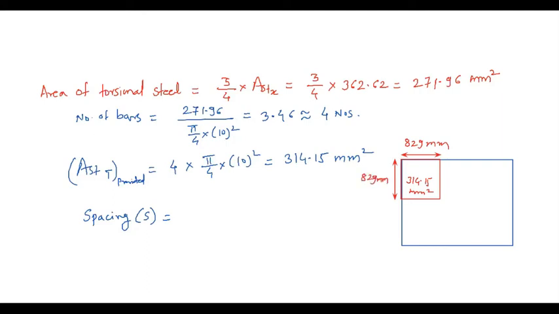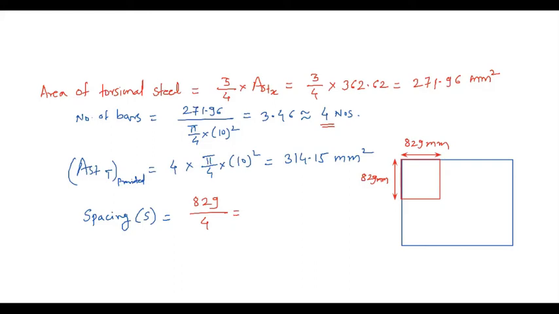So now how many number of bars we have calculated? It is 4 number of bars. Correct. We have calculated the 4 number of bars. So we need to provide these 4 bars along the length of 829 mm. So what will be our spacing? It will be 829 divided by 4.